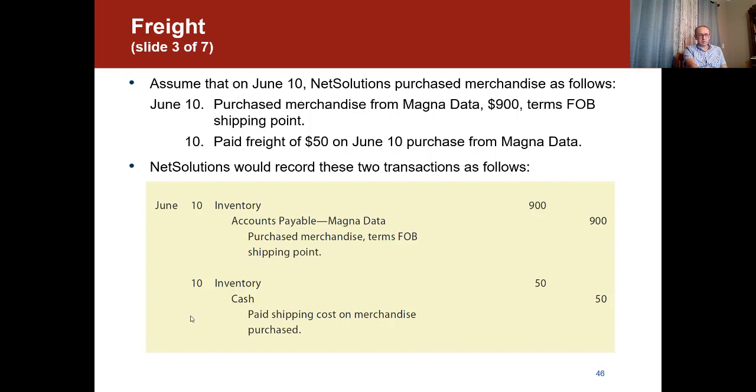The second journal entry is the unique one. This is the one related to the payment of freight. We don't record freight expense. We record inventory because, again, as a buyer, if I'm paying for shipping of inventory that I purchased, the shipping cost or the freight is going to be part of the cost of the inventory. So in this case, inventory is debited for $50 and I credit cash because I'm paying cash, which is an asset. It goes down on the credit side, again for $50.